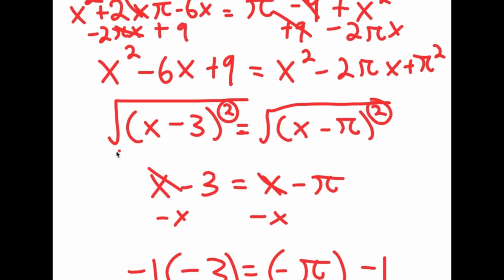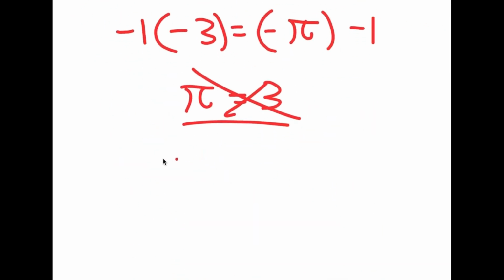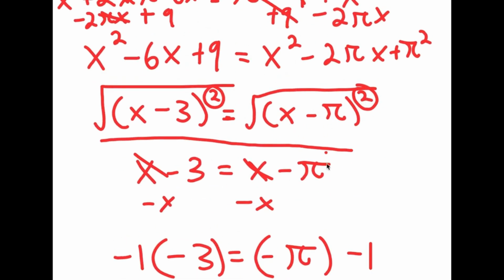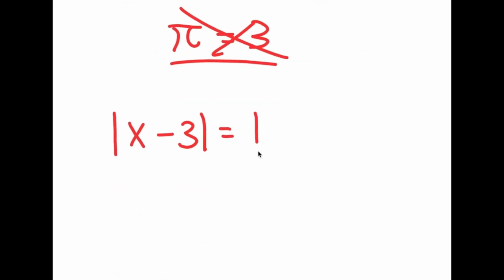Well, I actually went wrong on the step where I said that the square root of (x minus 3) squared and the square root of (x minus pi) squared are equal to x minus 3 and x minus pi respectively. Well, this is actually not true. The square root of (x minus 3) squared isn't equal to x minus 3, it's equal to the absolute value of x minus 3. And same goes with the square root of (x minus pi) squared. It's not equal to x minus pi. It's equal to the absolute value of x minus pi.